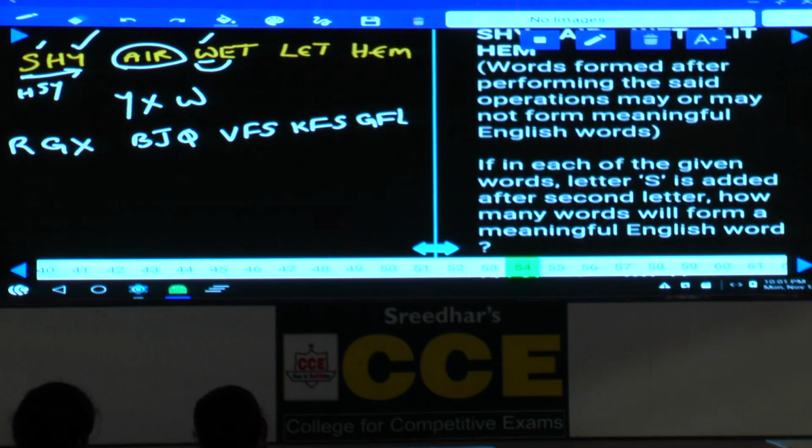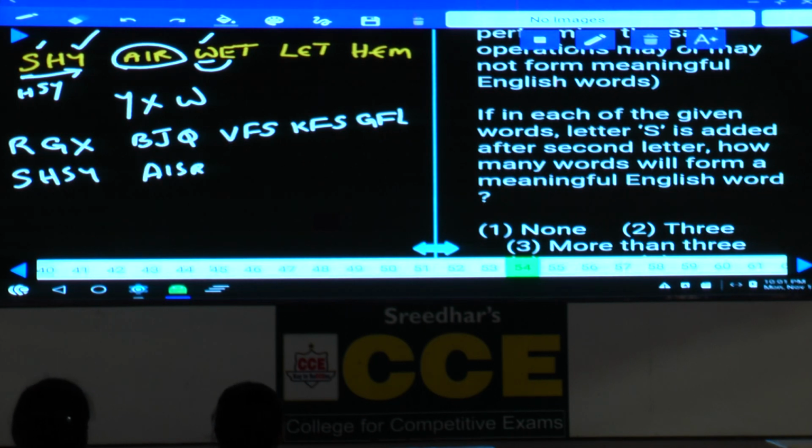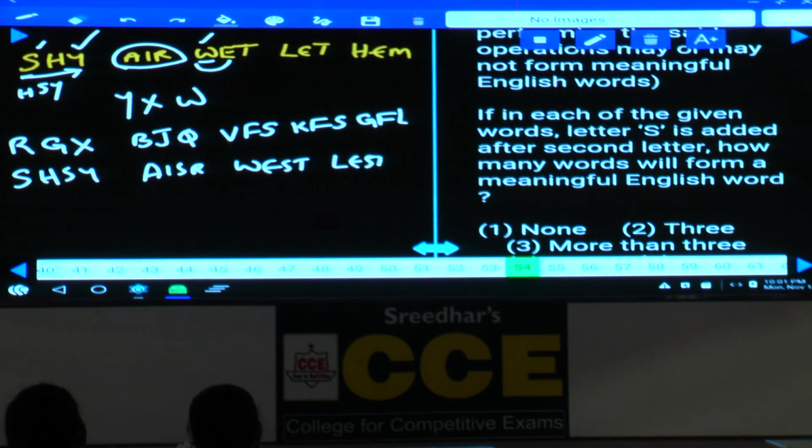Now in this 54, in each of the given words, letter S is added after second letter. After second letter S is added. That means SHSY, AISR, WEST, LEST, and HESM.